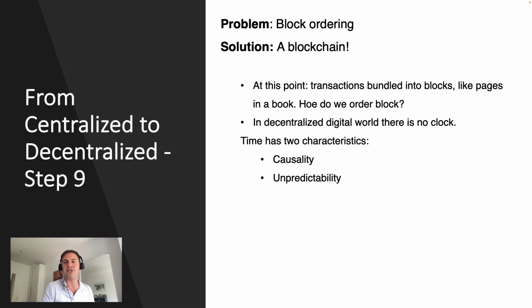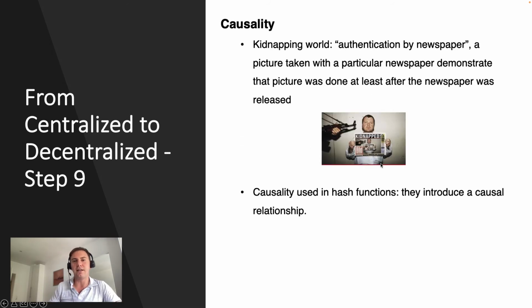But in the decentralized digital world, there is no clock. There is no unique time. Here I'm coming back to the topic I mentioned before. The biggest problem is there is no time. In fact, in time, what we see is two characteristics. One is causality and one is unpredictability. The solution will be the blockchain. Now we will see how it will work. But before, let's spend some time on what causality and unpredictability mean.